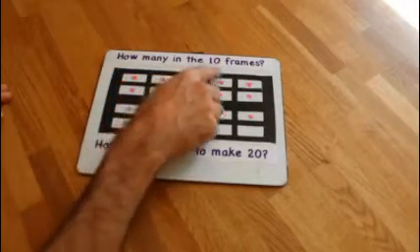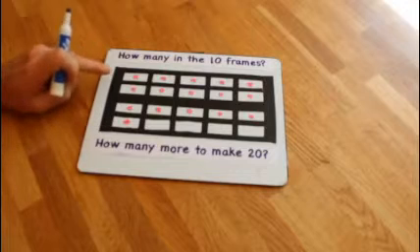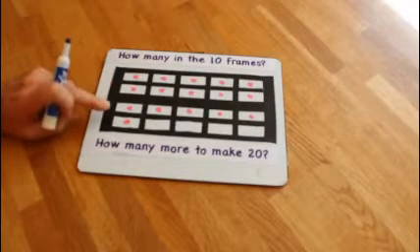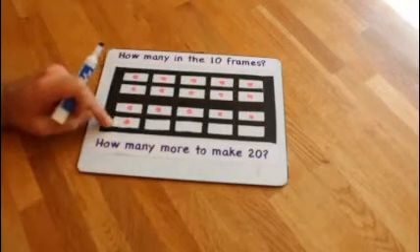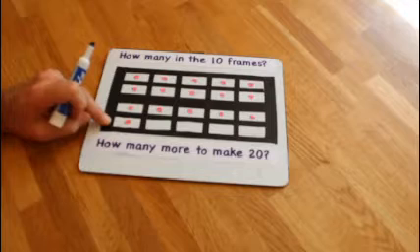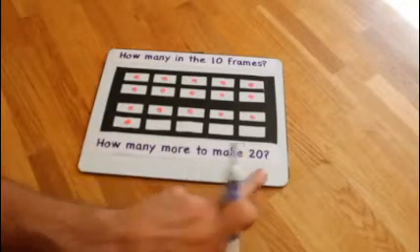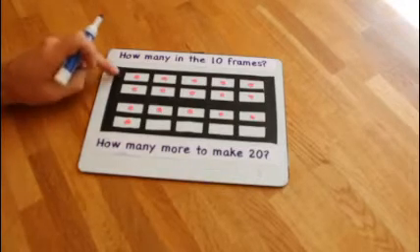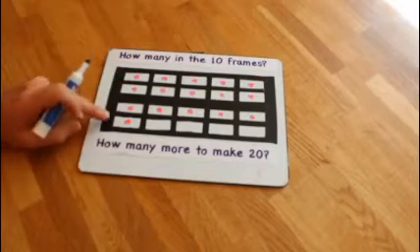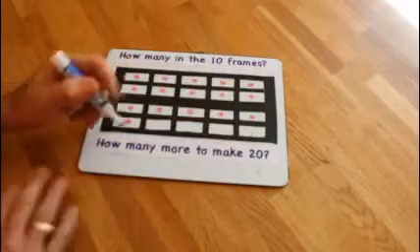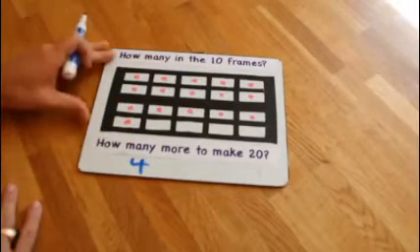How many in the 10 frames? And we got two 10 frames here. First one is full. Second one is not. 1, 2, 3, 4, 5, 6. 10 and 6 is 16. How many more to make 20? Well, if 2 10s is 20, we need to have them all full. We're missing 1, 2, 3, 4. Down and across and down some more. That's the way to write a 4.